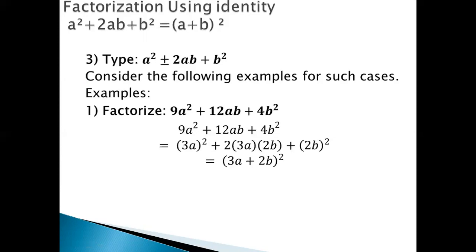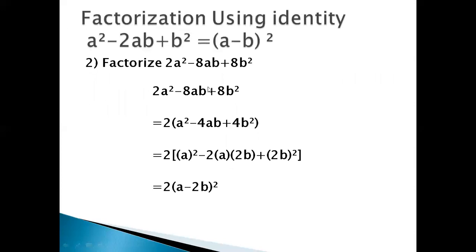Now after that we will write this in the factorized format, which is a plus b whole square. A is your first term, b is your second term. Here your first term is 3a, your first perfect square, and your second term is your second perfect square, which is 2b. So your factorized expression is 3a plus 2b whole square.